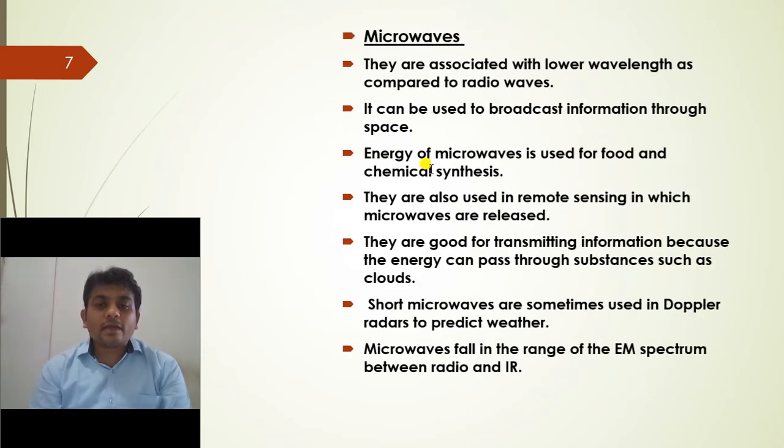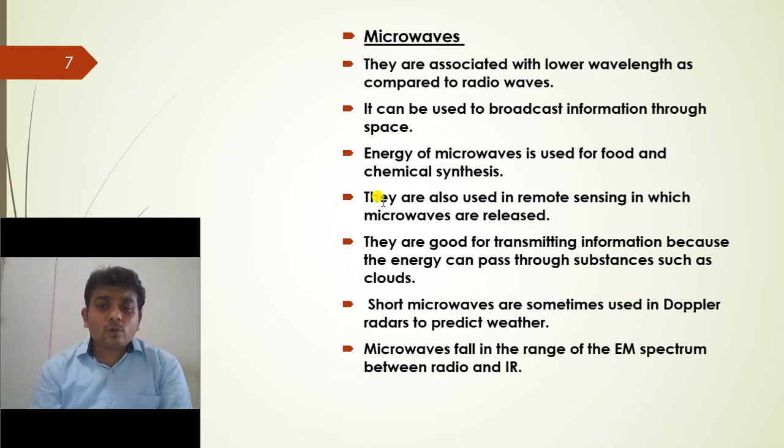Moving towards another type of radiation which comes after the radio waves, that is microwaves. Comparatively, microwaves are associated with a higher amount of energy as compared to radio waves, but they have lower wavelength. So they can also be used for broadcasting information through space. The energy of microwaves, as all of you know, is mainly used for household purposes, that is, for cooking food. It is also used in chemical synthesis nowadays. Microwave synthesis or green synthesis has been commonly used by most chemical laboratories. So microwave synthesis is gaining more importance nowadays.